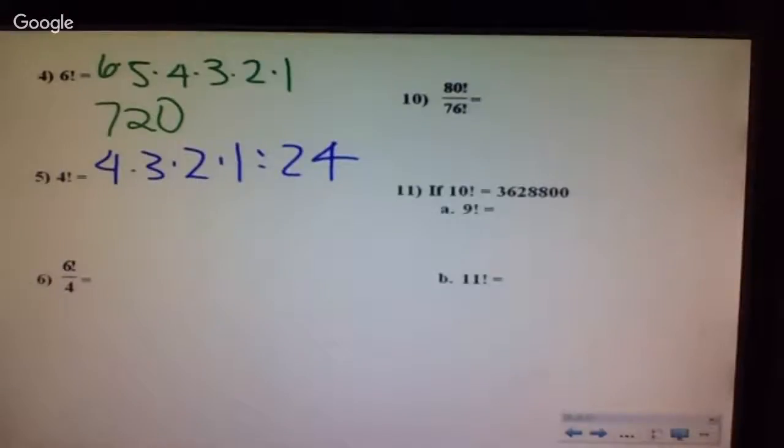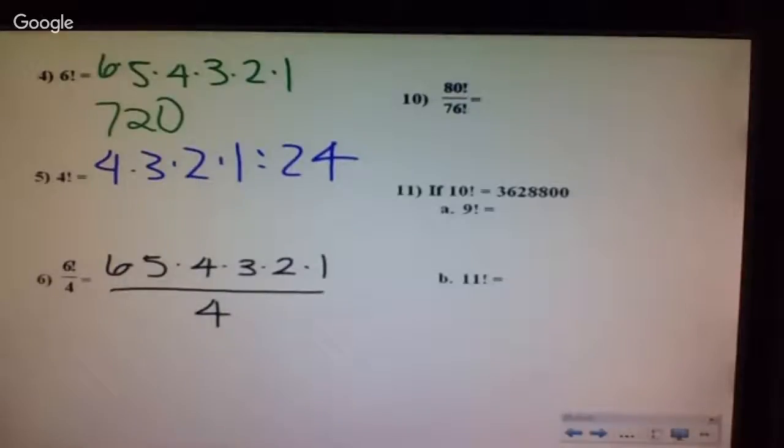All right, be careful with number 6. It is different when it's 6 factorial divided by just a number. So this is technically 6, 5, 4, 3, 2, and 1. And in the bottom, it's only a 4. It is not 4 factorial. It's just a 4. So the only thing that cancels out here is the 4. It's just 180. So that comes out to be 180.